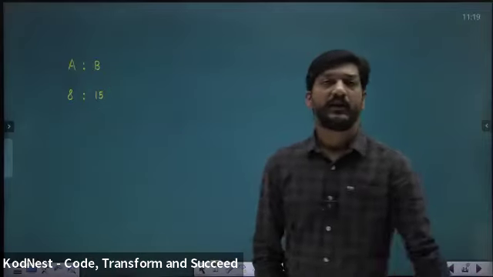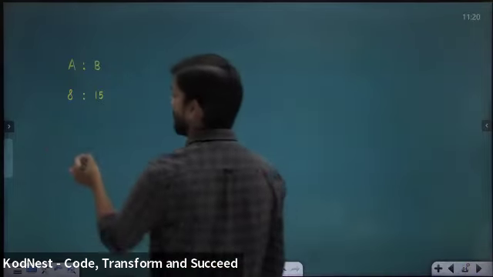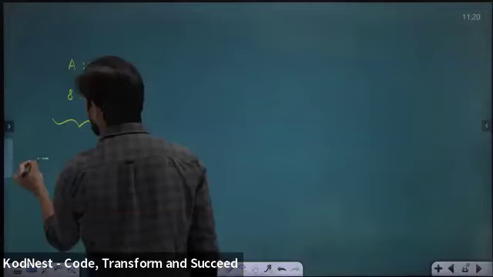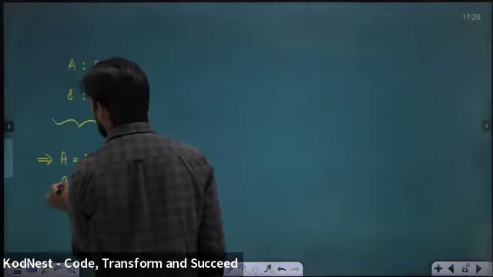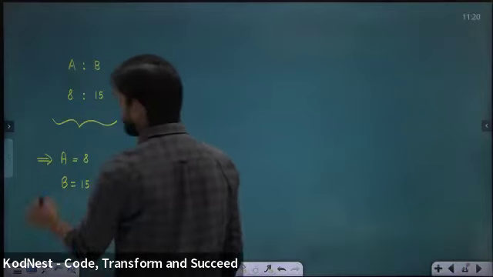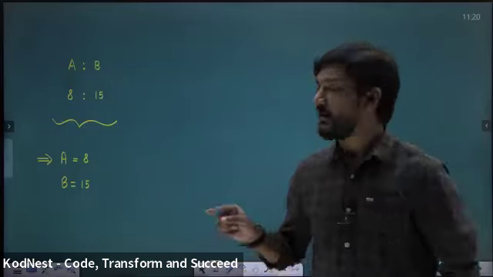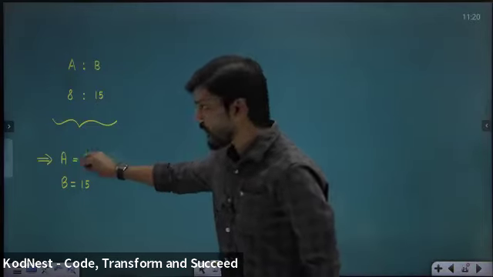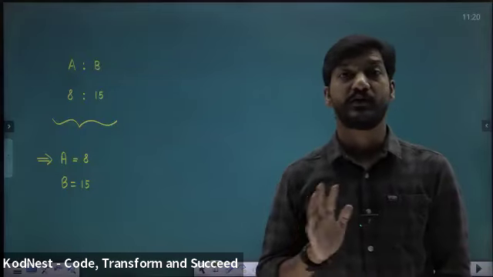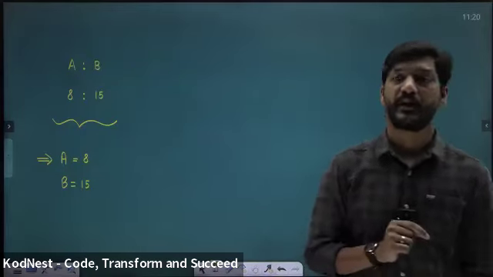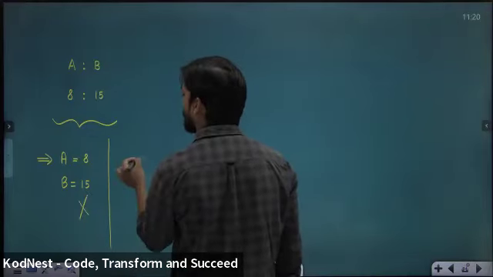Now suppose the ratio is given. What would you say? Would you say A equal to 8 and B equal to 15? Does it mean this? Carefully answer. Does the ratio mean values are given? No, ratio does not give you values. Can you say this? No.